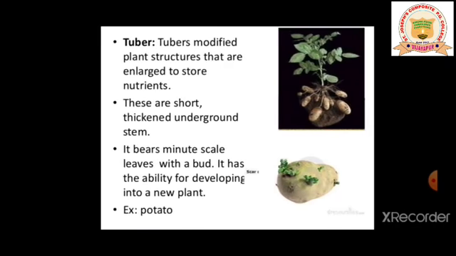Coming to the next vegetative propagule, that's tuber. Tubers are modified plant structures that are enlarged to store nutrients. These are short, thickened underground stems. They bear minute scaly leaves with a bud. It has the ability to develop into a new plant. So for tuber, you can quote the best example, potato.